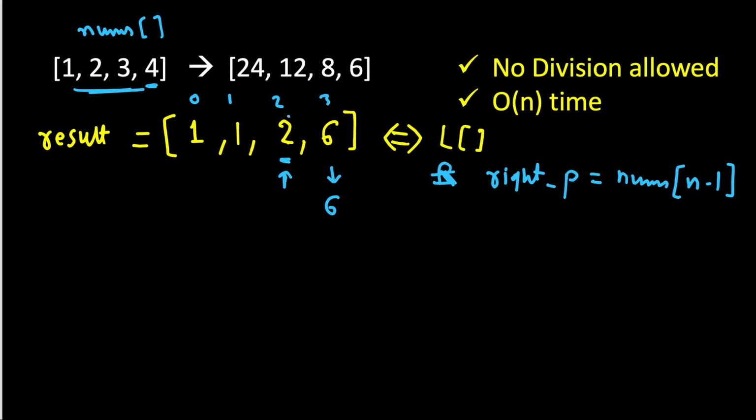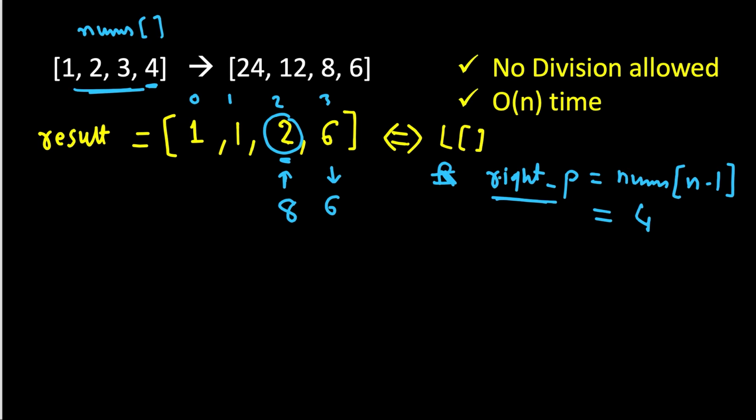So we already have this 2, and this 2 denotes the product of all the elements to the left of this element, third element. And this denotes the product of all the elements to the right of it. So we just need to multiply it. So what is nums[n - 1]? It's 4. So we will multiply 2 with 4 and we will get 8.